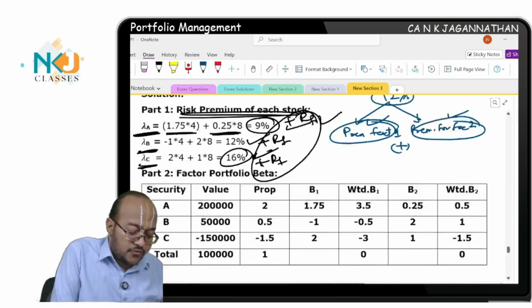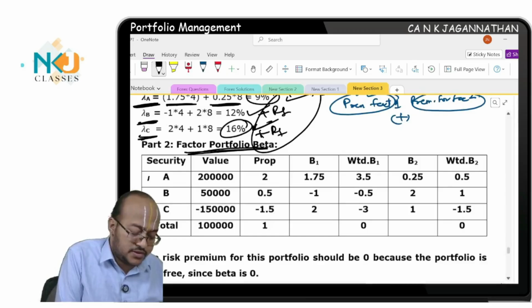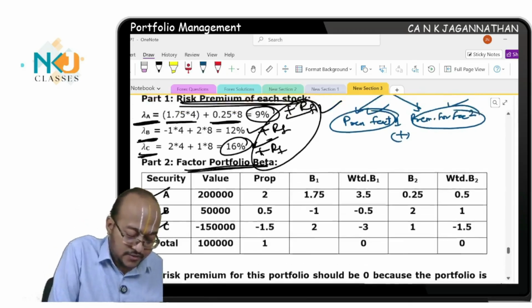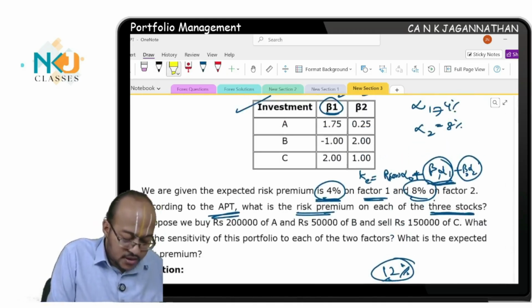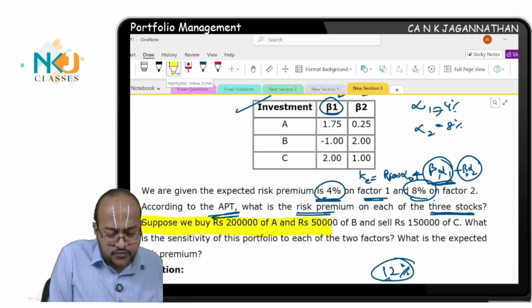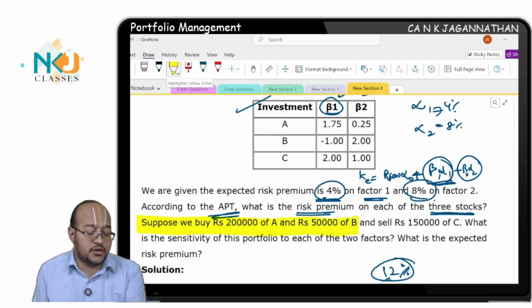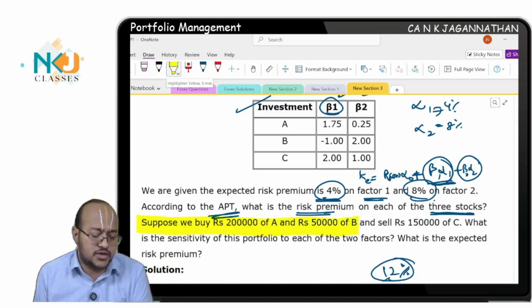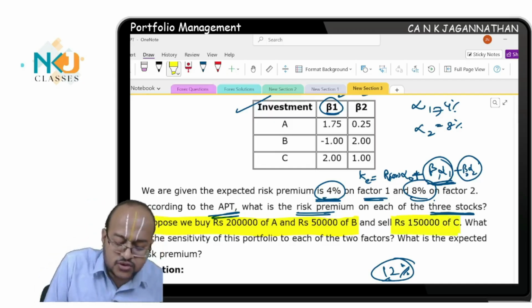Next step, factor portfolio beta. How will you find it out? Very simple. Security A, B, C is there. Now, here is the only important observation. What he says: suppose we buy rupees 2 lakh of A and 50,000 of B. Now, how much are you buying of security? 2 lakh worth of security A. How much are you buying of B? 50,000. Total comes to 2 lakh 50,000. But the problem is we are selling 1 lakh 50,000 of C.